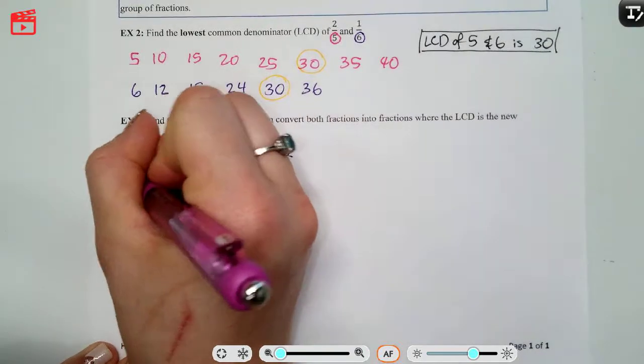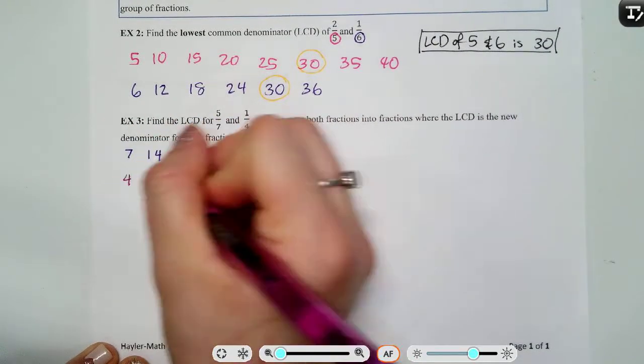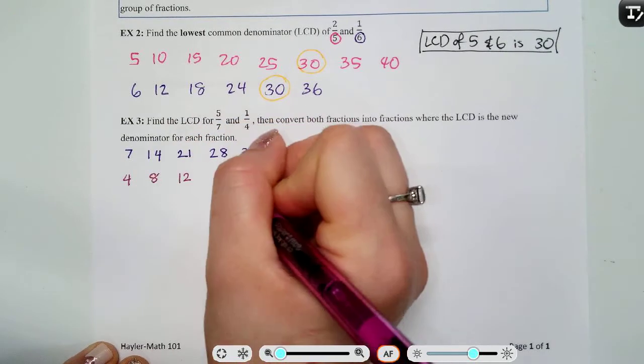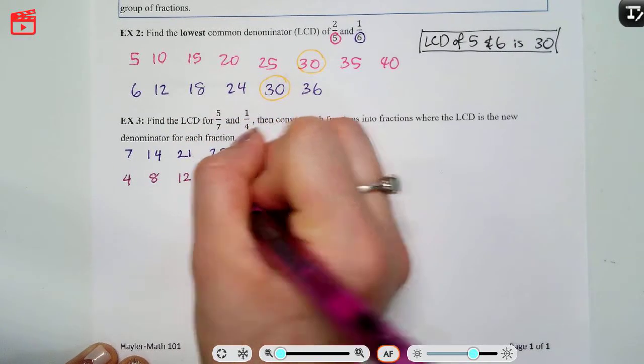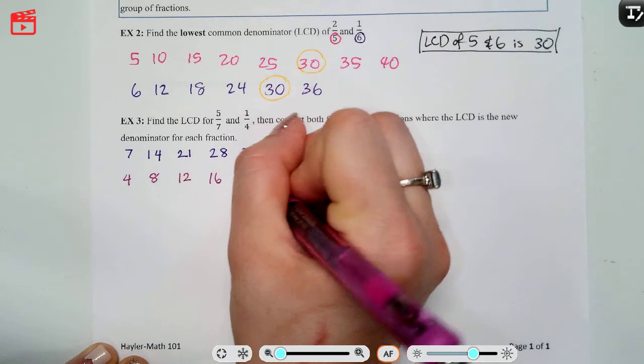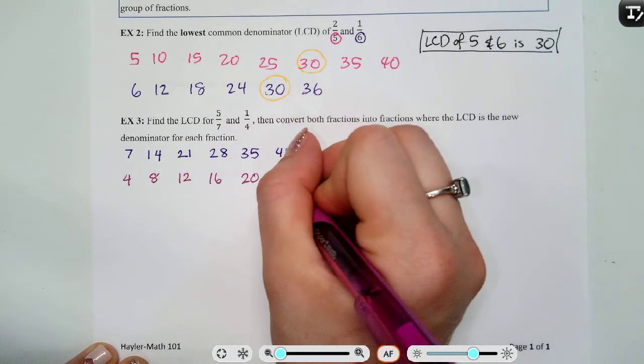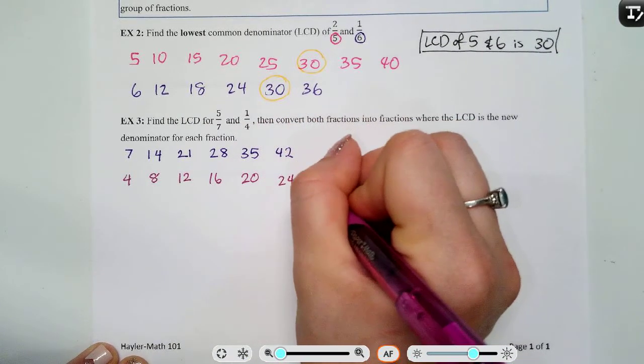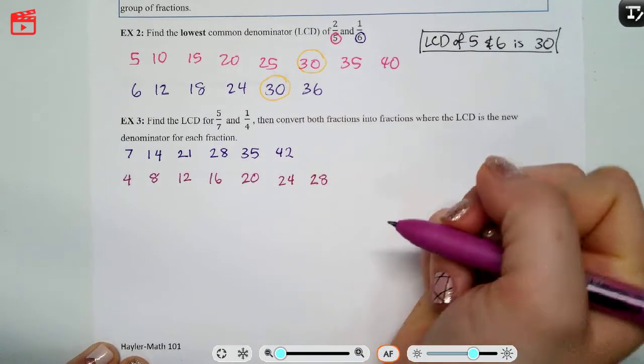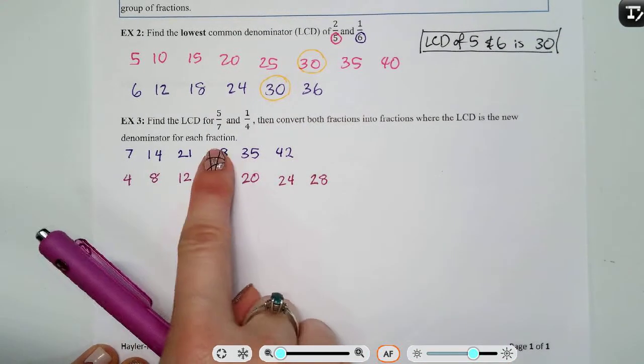Multiples of 4. That's going to be 4, 8, 12. 4 times 4 is going to be 16. 4 times 5 is going to be 20. 4 times 6 is 24. 4 times 7 is 28. Look at that. We have the two similar numbers going on, 28 and 28.